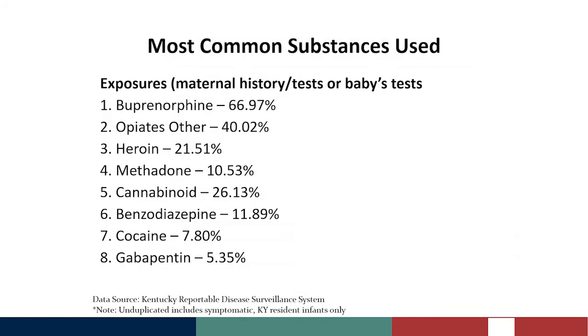The most common substance used is really buprenorphine, that is your Subutex and also Suboxone, 67%, and other opiates, 40%. Heroin is 21% among those in the registry, methadone 10.5%, marijuana or cannabinoids 26%, benzos 11%, cocaine is much lower, 7.8%, and gabapentin or Neurontin 5.35%. Gabapentin use is increasing and is being used in combination with opioids.